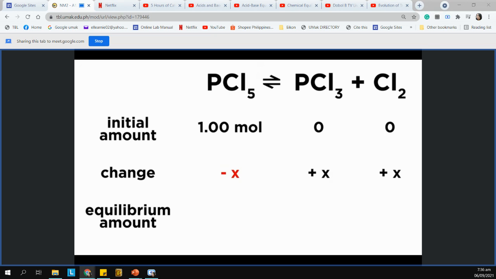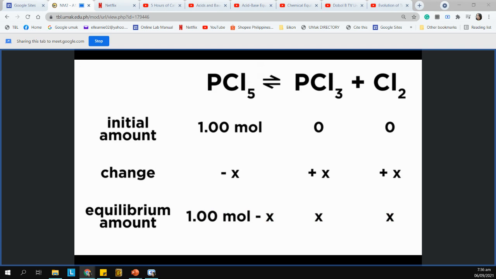And in this case, all of the stoichiometric coefficients are 1, so as X moles of reactant are being depleted, X moles of each product are being formed. We would make these 2X or 3X as necessary if the coefficients were different. And for the products, X is positive because these are being formed. Then lastly, we add up the initial and the change to give the amounts present at equilibrium. For the reactant, this is 1 minus X, and for the products, it's simply X.